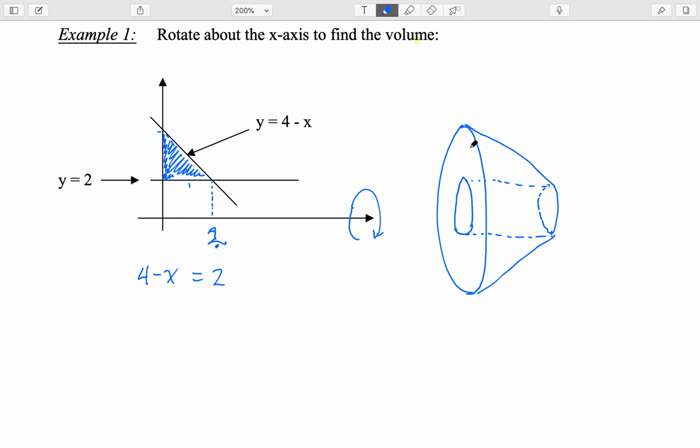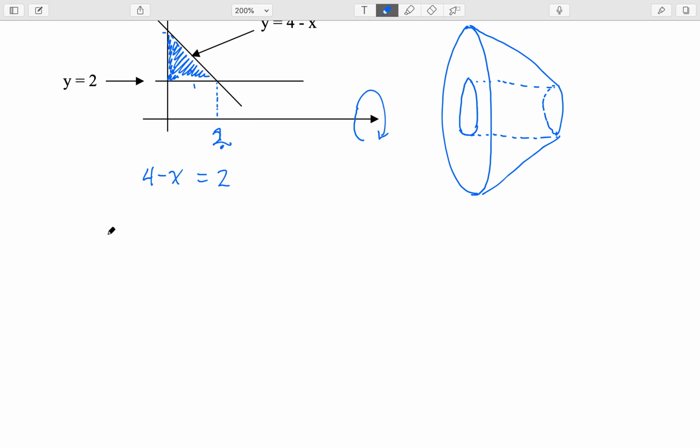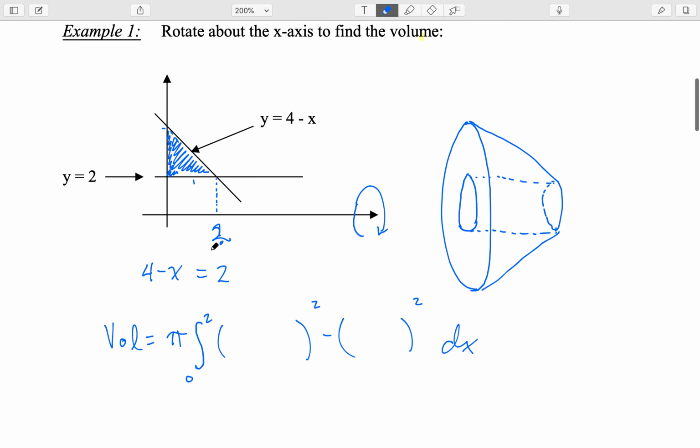So let's set this thing up. Volume is going to be pi times the integral from 0 to 2, left to right, so I want this to be dx. It's going to be the outside function squared minus the inside function squared. So what's the outside function? Well, what's the axis of rotation? It's spinning around the x-axis. So the outside function is from the axis all the way up to here.